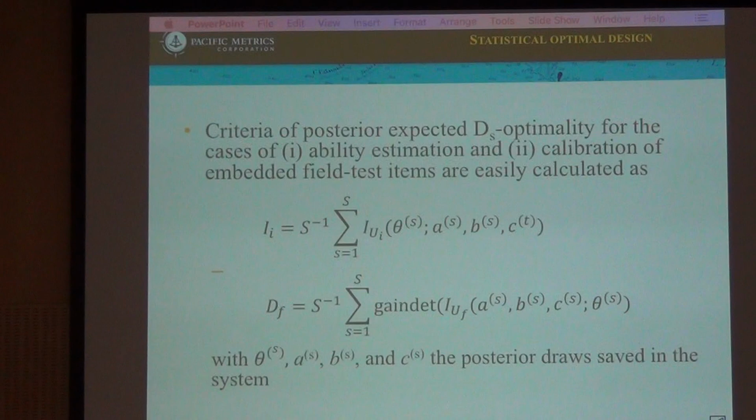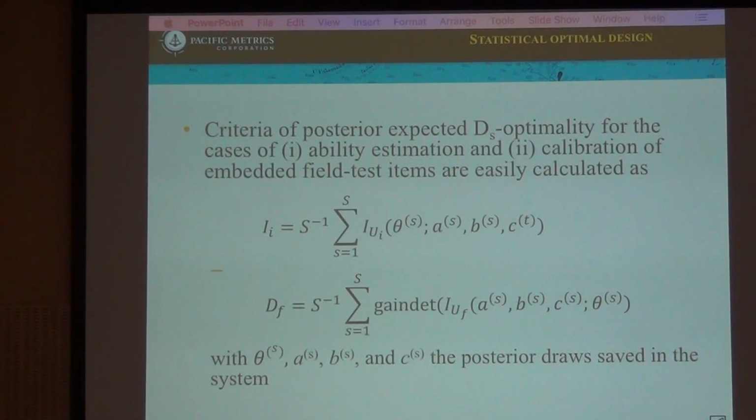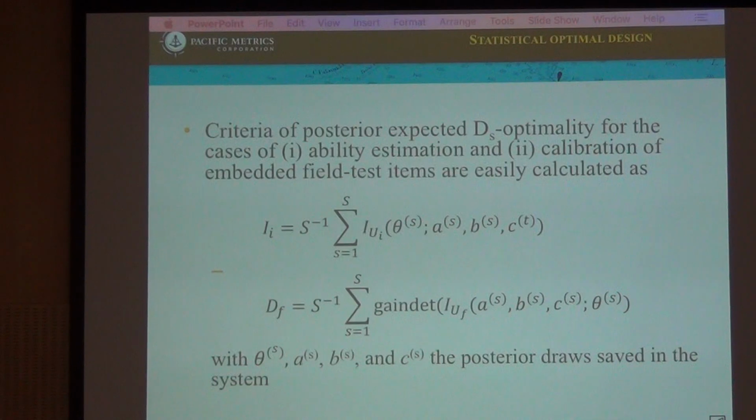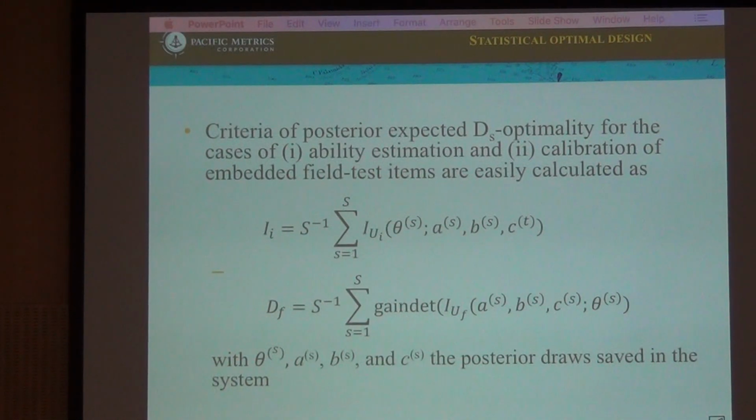So I'm going to talk about embedded item calibration. So here are the 2 versions of the D-optimality I want to use. The one for ability estimation, which is just Fisher's information. How do we calculate it? Well, we just calculate the averages over all the samples we have in the system for the parameters in the expression. So we average over, say, a sample of capital S, 100, or so. So we take the average of Fisher's information over the 100 theta values for the candidate and the 100 values of the A, B, and C parameters for the items.